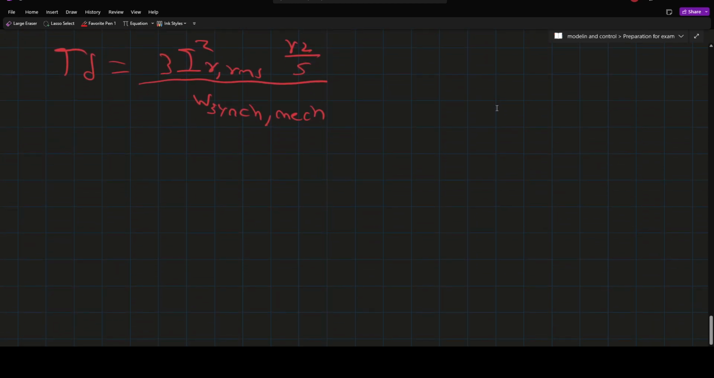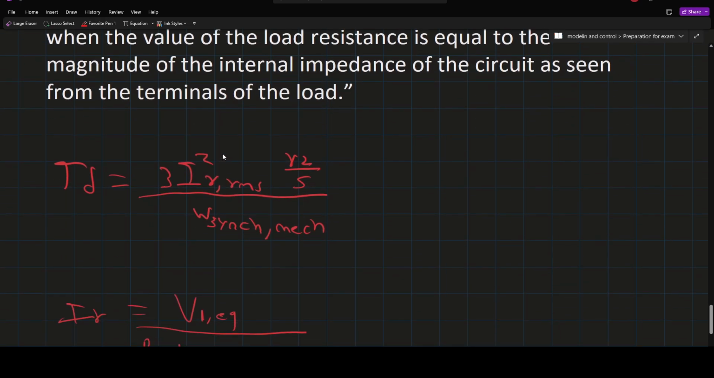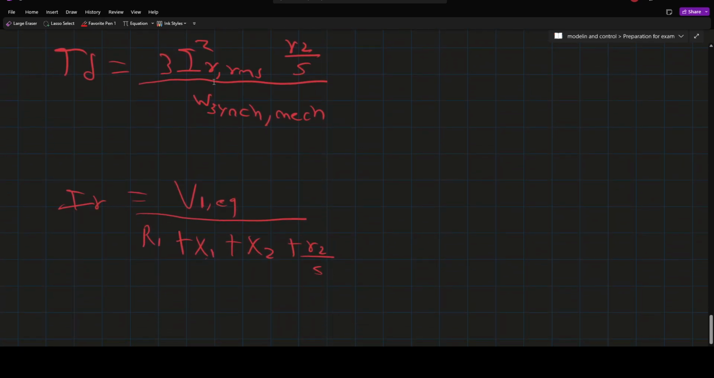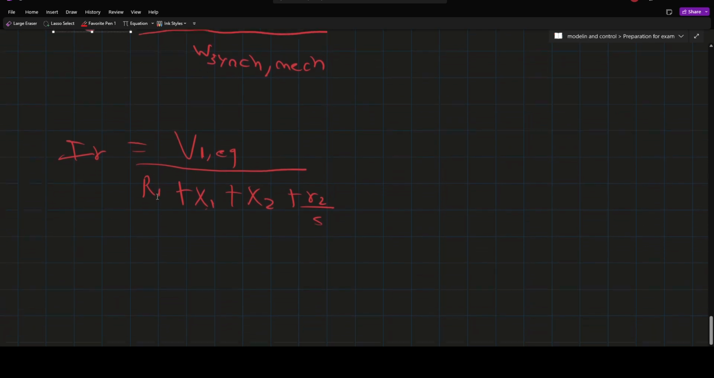Okay, so we have that our IR is equal to voltage V1 equivalent over resistance R1, I'm just gonna start calling it R1, and we know that these two are the equivalent impedance and resistance, plus X2 plus R2 over S. Okay, so this is how we get our IR here. And now we can plug this in our equation for our torque.